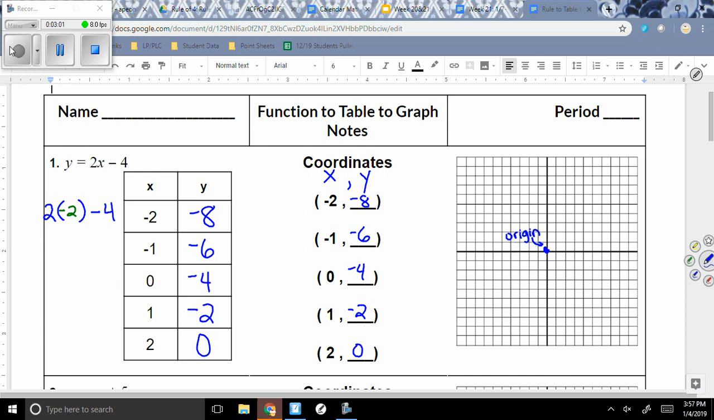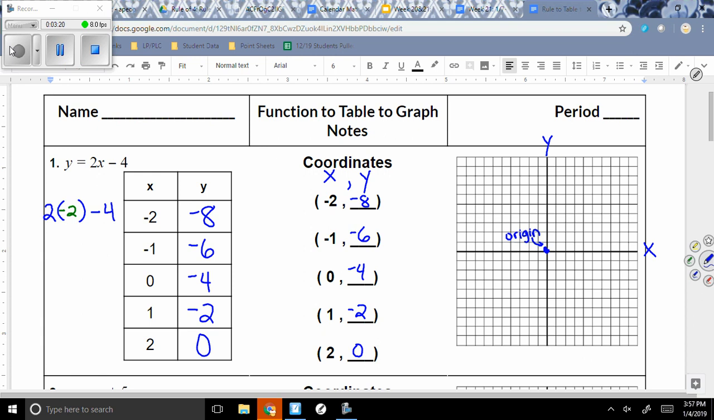Now you can see that there are 2 bold lines. There's a bold line going horizontally, or from left to right. That's called our x-axis. And then the line that is going vertical, so from the top to the bottom, that's your y-axis.